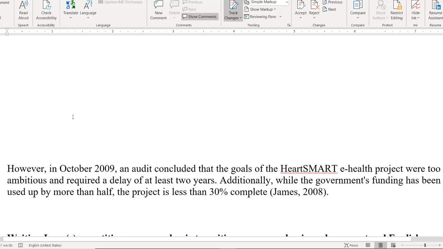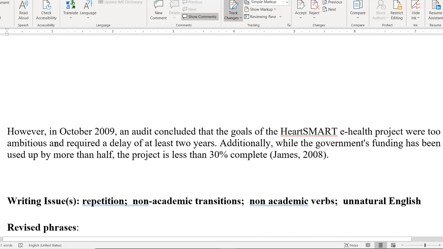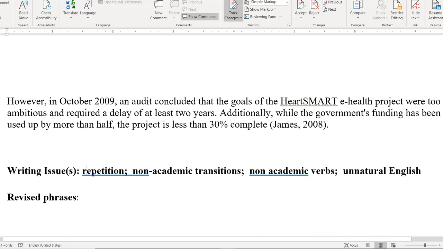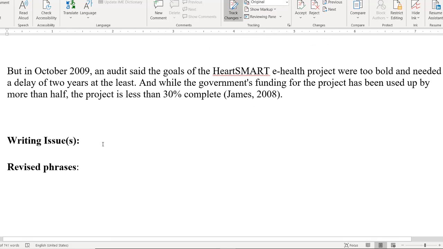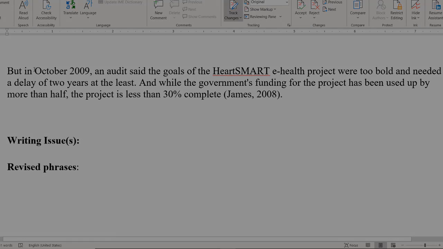Okay, number 4. Let's look at number 4. So the writing issues I came up with, just as a preview, were, I won't preview them for you. Okay, number 4. Just check them for 30 seconds or 1 minute and see what you think.